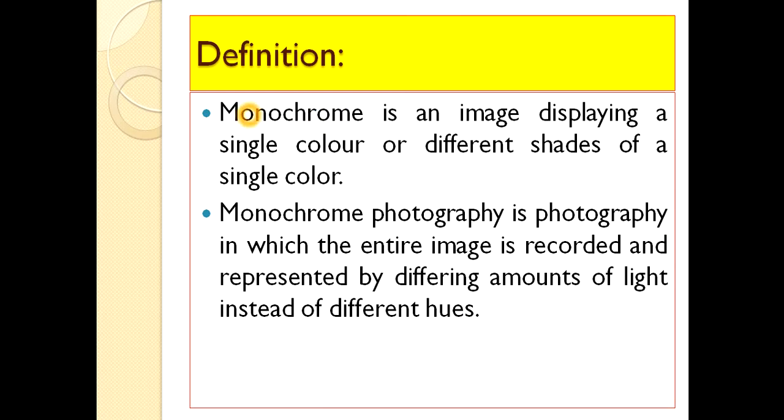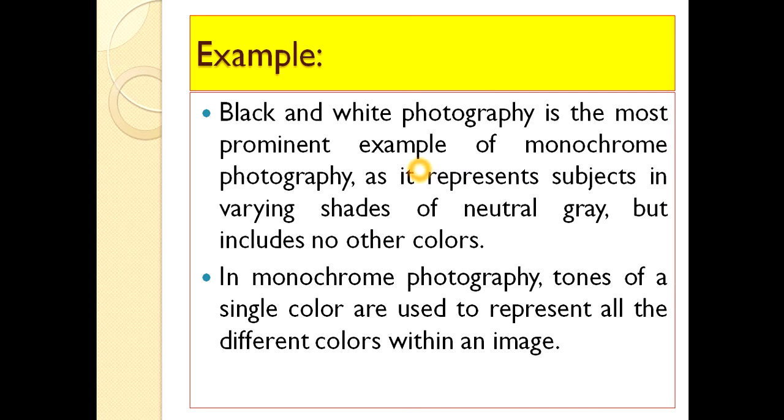I'm repeating again: monochrome is an image which displays only a single color or the different shades of a single color. Now, what will be an example for it? Black and white images. Black and white photography is the most prominent example of monochrome photography since it represents the subject in varying shades of neutral gray but includes no other color. So it includes only different shades of gray, right? In monochrome photography, tones of a single color are used to represent all the different colors of that image.